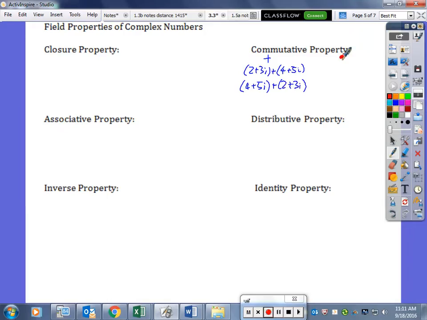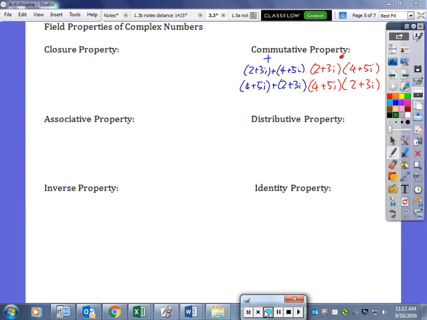For multiplication, it also works. 2 plus 3i times 4 plus 5i is the same as 4 plus 5i times 2 plus 3i. So we can move the two numbers around. Remember, commutative means that we move the numbers for addition and multiplication, and nothing happens.